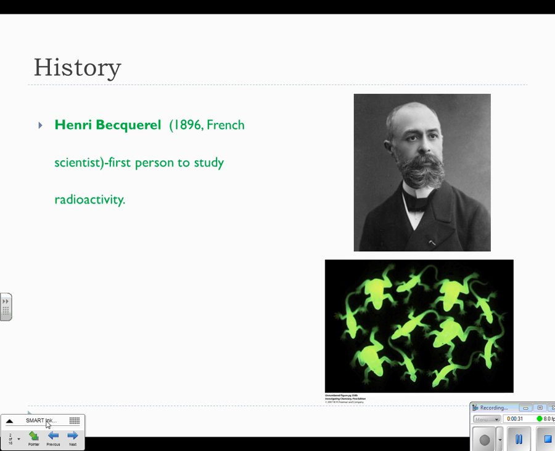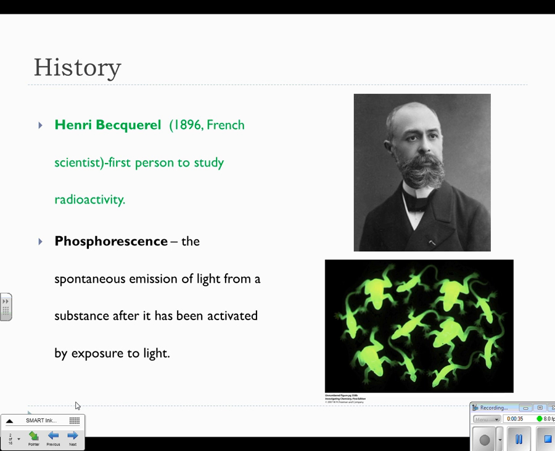So Becquerel was the first person to study radioactivity, and it started with a technique people knew called phosphorescence. Phosphorescence is the spontaneous emission of light from a substance after it's been activated by exposure to light. So you may have had little toys that if you held them up to a lamp for a while and then turned the lights off, they would glow. This is phosphorescence. Photo paper reacts with this, so you expose it to light, it's going to react, and you're going to see different things happen depending on the type of paper.